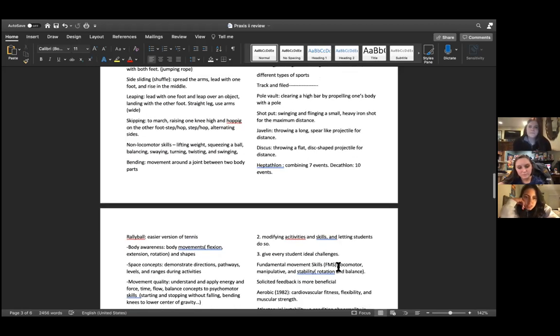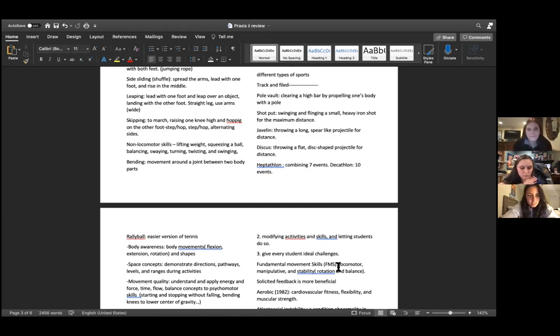Different types of sports. Track and field: pole vault, clearing a high bar by propelling one's body with the pole; shot put, swinging and flinging a small heavy iron shot for the maximum distance; javelin, throwing a long spear-like projectile for a distance; discus, throwing a flat disc-shaped projectile for distance.